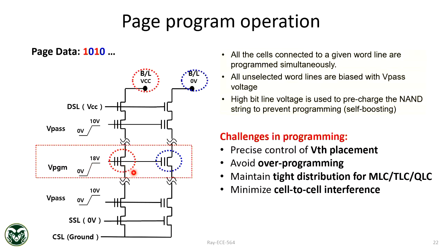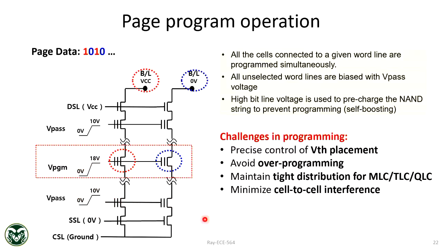So I need to stop programming for some cells. I have to treat, say, if it reaches this program threshold voltage, the next program pulse should not affect it. So those kinds of controlling I have to do. This is called avoiding over programming. Maintain a tight distribution; all these states should be tighter, and minimize the cell-to-cell interference, because when I'm writing with high voltage on this word line, the cell which is already programmed in the next earlier word line can be affected as well.